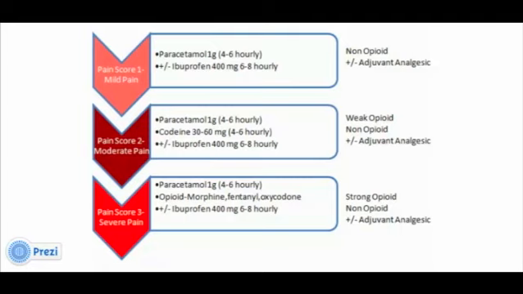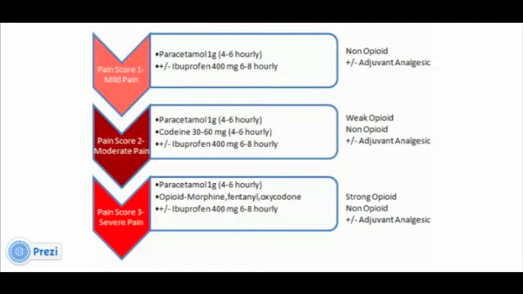Guidelines suggest commencing oral drugs if the patient is in mild pain with non-opioid drugs such as paracetamol, and this can be further enhanced by the use of NSAIDs. If pain relief is not achieved or disease progression occurs, as in the case of cancers, the middle rung of the ladder is used, involving the addition of a weak opioid such as codeine.